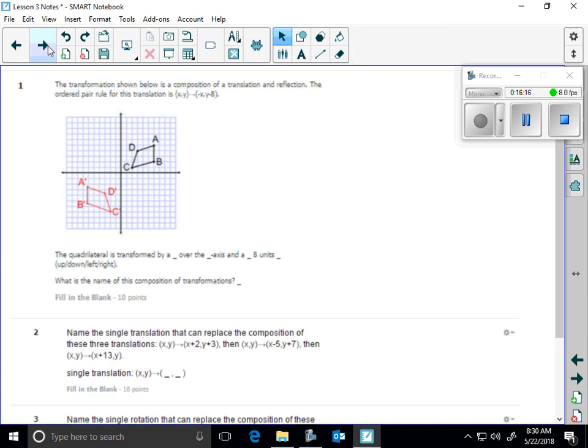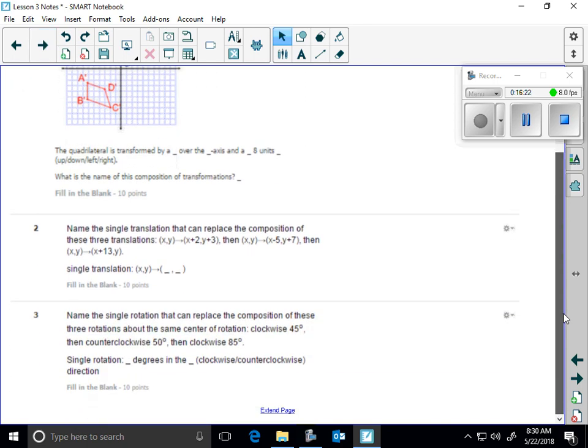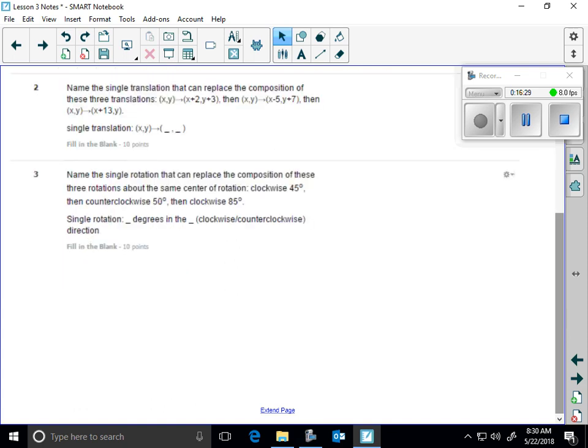I want to get an example. Where's my example? Dang it, I want that angle of rotation example. Name the single rotation. Oh. Okay, let's look at problem number 3. This is on your homework. Name the single rotation that can replace the composition of these 3 rotations about the same center.